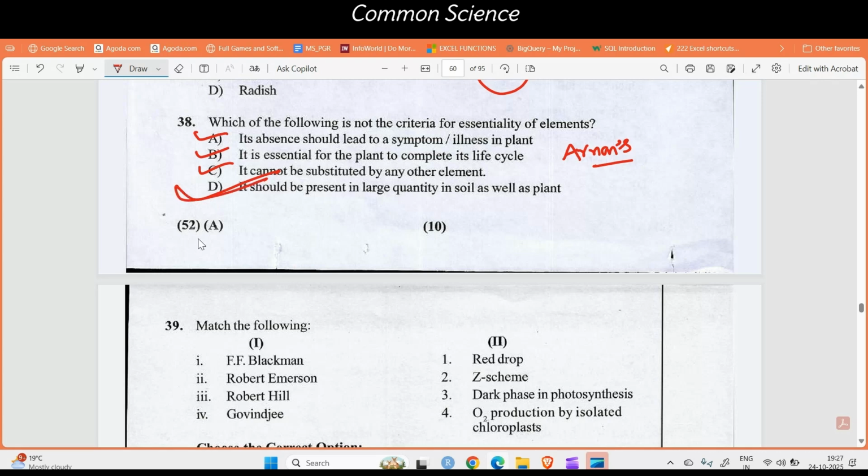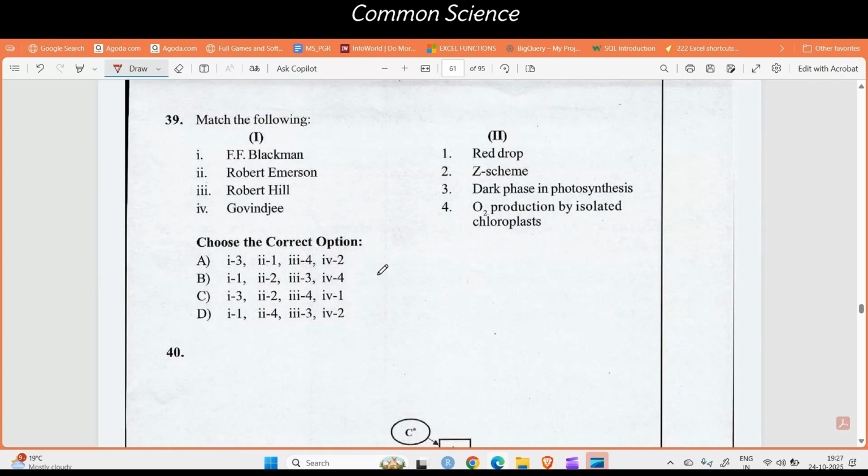Okay. Moving on to the next question, number 39. You have to match the following: F.F. Blackman, Robert Emerson, Robert Hill, Govindjee. Robert Emerson is famous for red drop and the two pigment system. So match second with one. It is present only in option A, so option A should be the correct one.